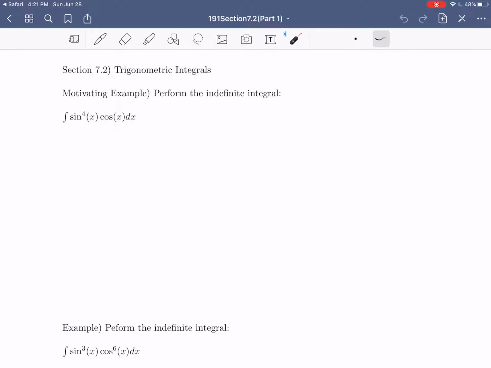To start with, we're going to start with a motivating example to get the general idea of this beginning part of this section. So we're going to try to perform the indefinite integral, the integral of sine to the fourth of x times cosine x dx. Now this is a pretty messy expression. I mean, this is the fourth power of sine times cosine of x. It's a product, which we know integration doesn't generally do very well with.